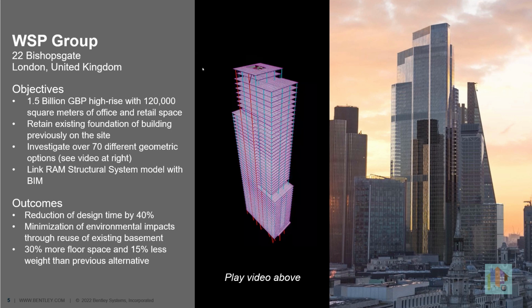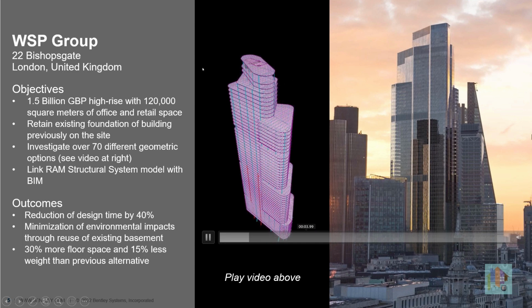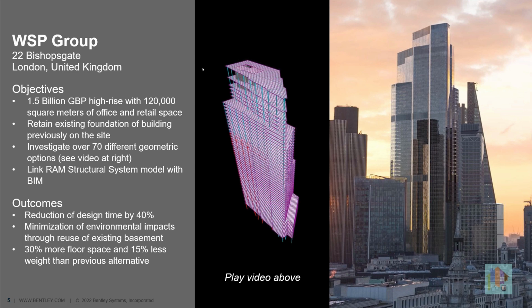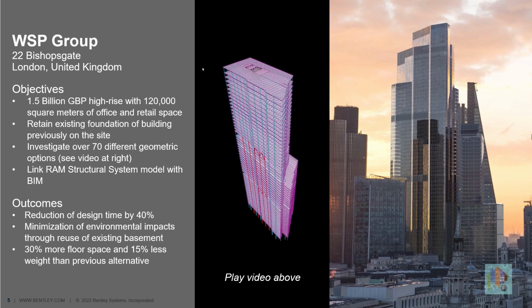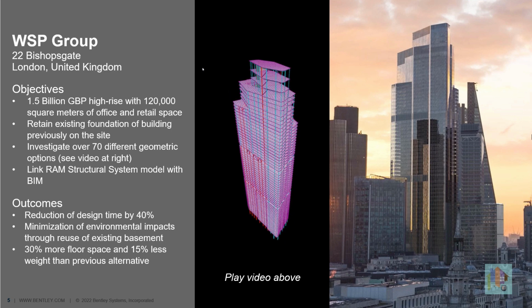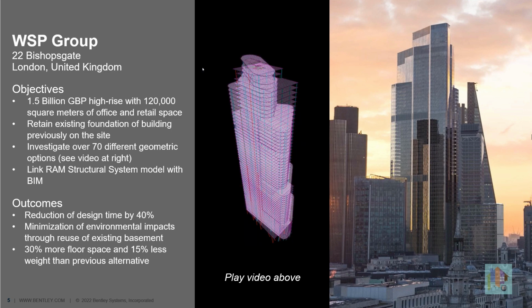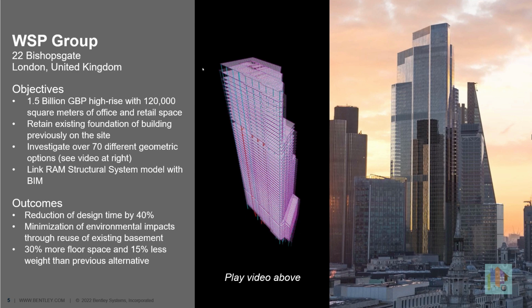Similarly, there is another project designed by the same group, 22 Bishopsgate, also in London. The main thing about this structure is that they tried almost 70 different geometric options. They modeled 70 different instances of the same structure and finalized which type of structure is most suitable and most economic for this building. They used the RAM structural system along with RAM concept for this project.